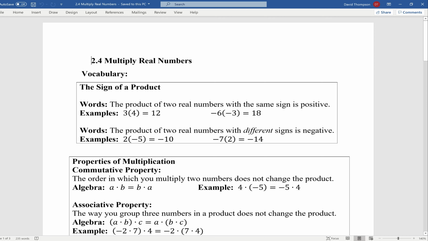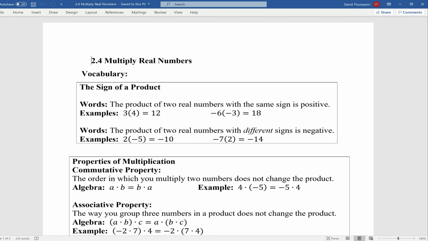In this video, I'll talk about multiplying real numbers. First, some rules. The sign of a product. The product of two real numbers with the same sign is positive. For example, if we multiply 3 times 4, they're both positive. We get a positive 12 answer. If we multiply negative 6 times negative 3, they both have the same sign, so the answer is going to be positive 18.